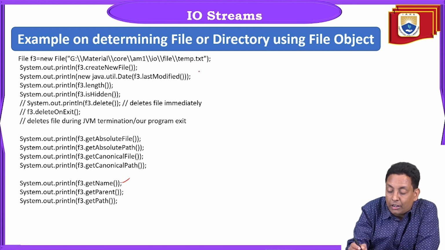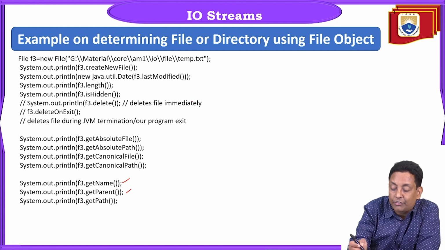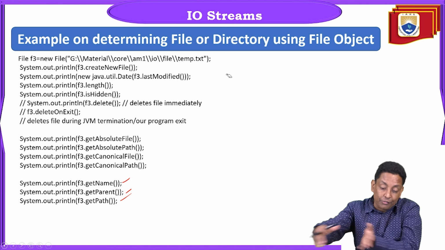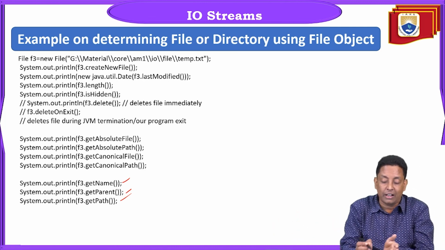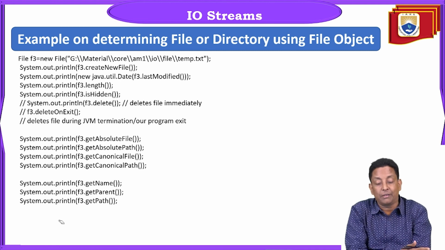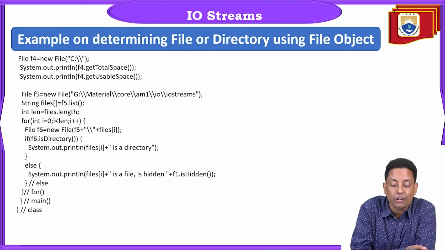getName will return only the file name. getParent will return only up to the directory. getPath will return the complete path, up to the directory and file. getParent gives up to the directory, getName gives only the file name. So that is how, with the help of a File object, you can perform different operations.